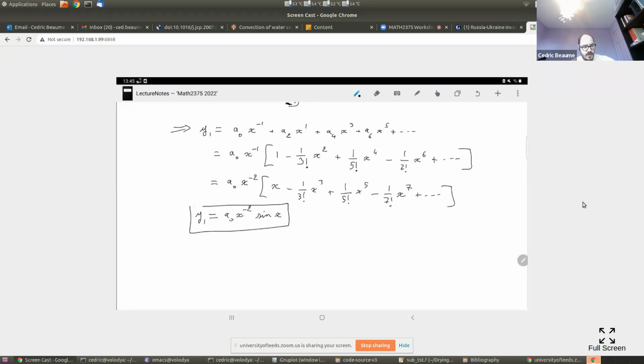A very, very nice solution to a complicated equation, but found relatively simply, with long calculation certainly, but relatively simply, without any major difficulty using Frobenius series. Are there any questions?